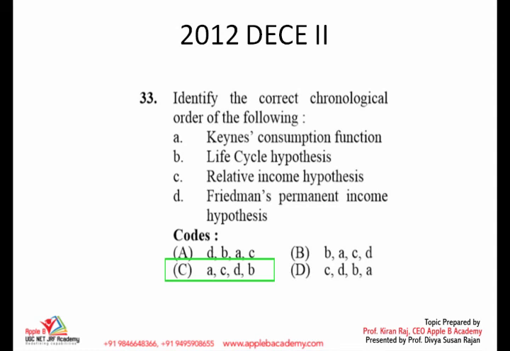2012 December, paper 2. Identify the correct chronological order of the following: Keynes consumption function, life cycle hypothesis, relative income hypothesis, Friedman's permanent income hypothesis. Now here kindly note that based on the theories that we have studied so far, only the life cycle hypothesis has a problem in terms of the order of origin. We have one in 1954 by Brumberg as well as Modigliani, and the actual work in 1963 done by Modigliani and Ando. So even though the correct option seems to be A, B, A, C, D, B, we also have to check if there is another option available, that is A, C, B and D. Because that option is not given to us, the correct answer to this question is C, A, C, D, B.